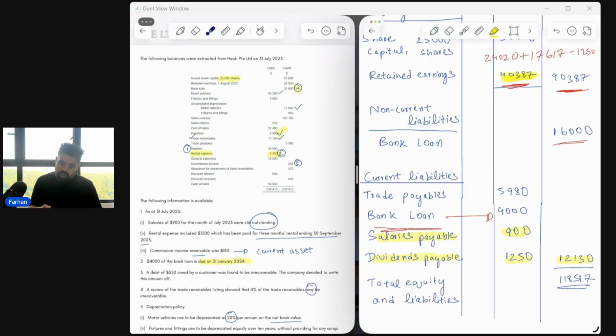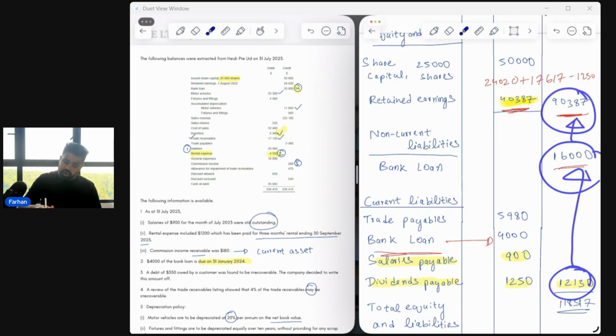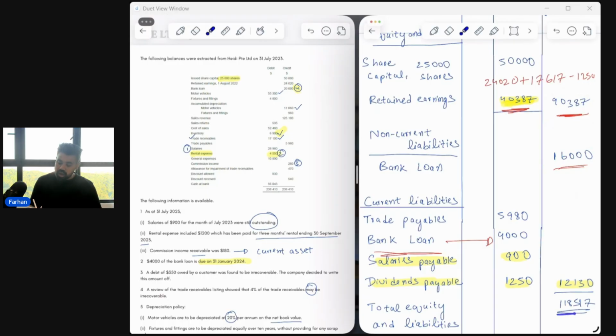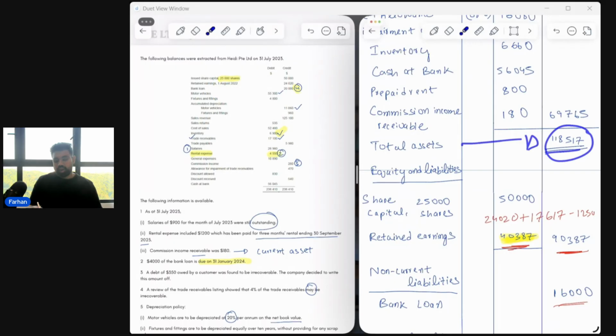So how do we now finish this balance sheet? So we find the total equity and liabilities, which is simply the total current liabilities of 12,130 added to the total non-current liabilities of 16,000 added to the total equity of 90,387, which gives us 118,517 in total equity and liabilities, which must match the total of assets to ensure that the accounting equation is balanced. And that is the case here. And that's exactly how you score 20 out of 20, all right, in the main exam.